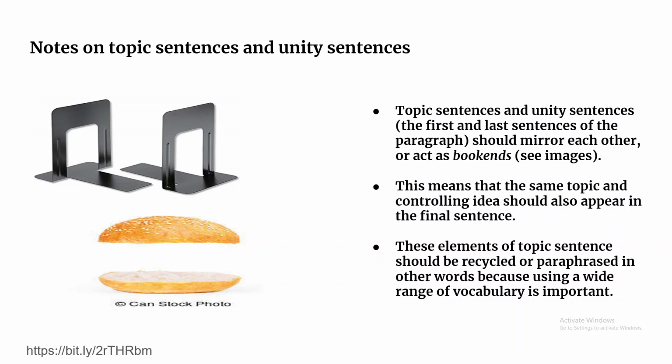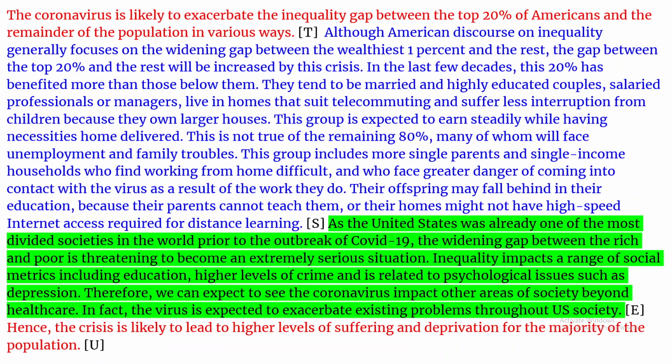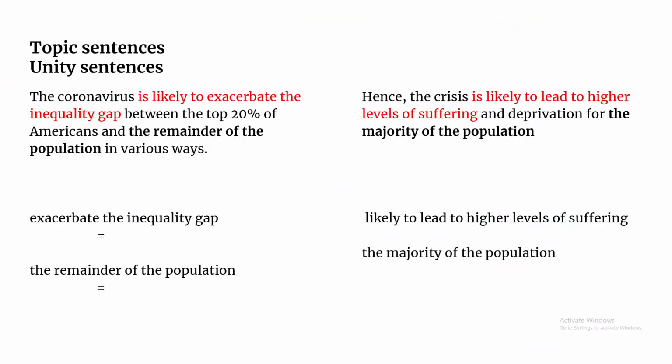So let's have a look at the third comment on the right hand side. As I already mentioned, the elements of the topic sentence, so that's the main idea, the main topic, and the controlling idea, should be recycled or paraphrased. In other words, because using a wide range of vocabulary is important in academic writing. So there's one more example paragraph on the PowerPoints that you can look at, and that also explains the topic sentence and unity sentence for you.